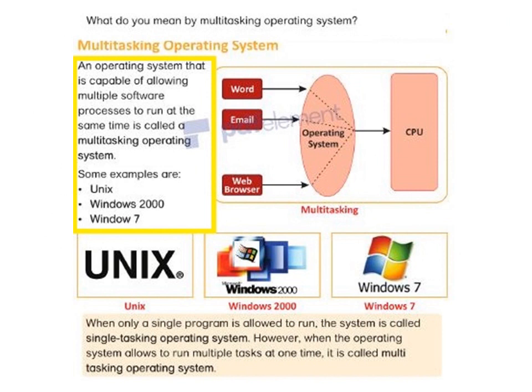Multitasking operating system. Again, there might be a question, what do you mean by multitasking operating system? Define multitasking operating system, etc. An operating system that is capable of allowing multiple software processes to run at the same time is called a multitasking operating system. Some examples are Unix, Windows 7, etc.